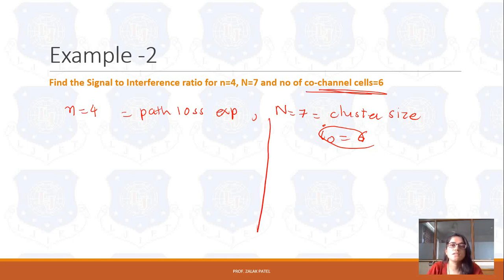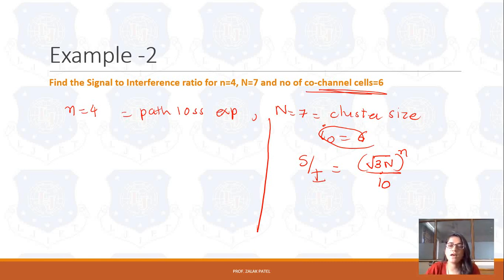To find the signal to interference ratio, S by I is equal to, if you remember the formula that we discussed in the theory portion of chapter number 2, S by I, means signal to interference ratio, is given by (root 3N) raised to n upon I0. Here N is cluster size, that is 7, I0 is number of co-channel cells, which is 6, and small n means path loss exponent.